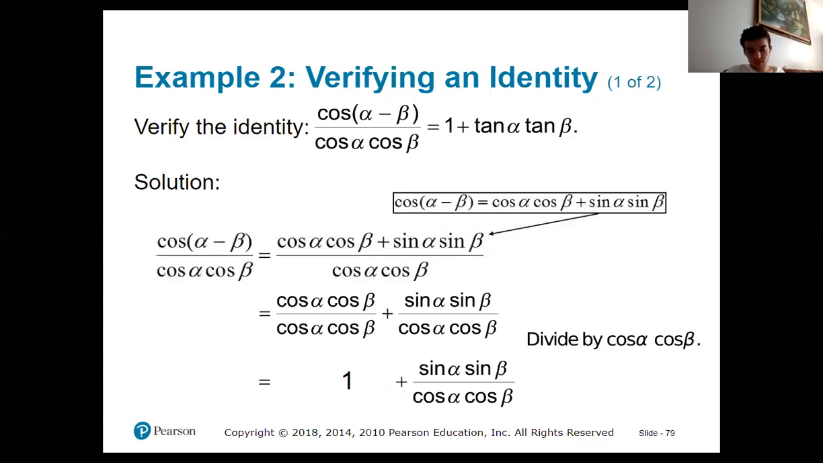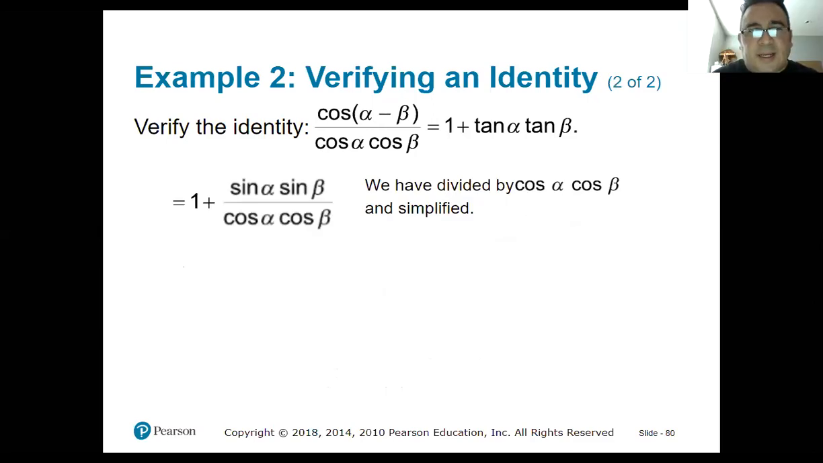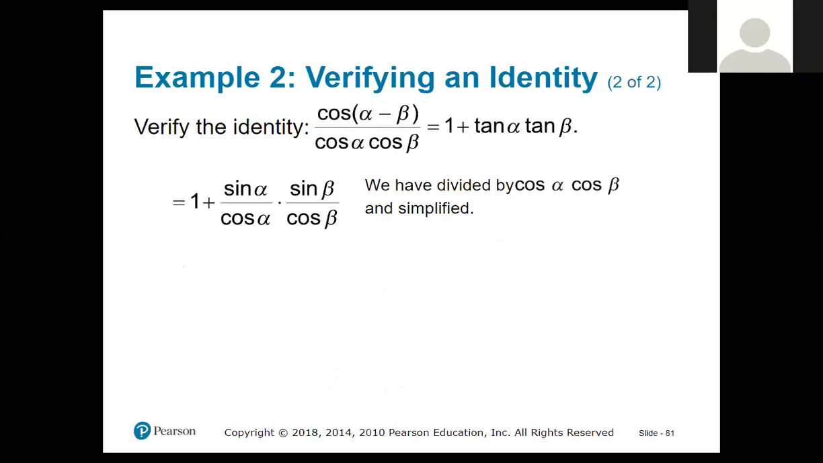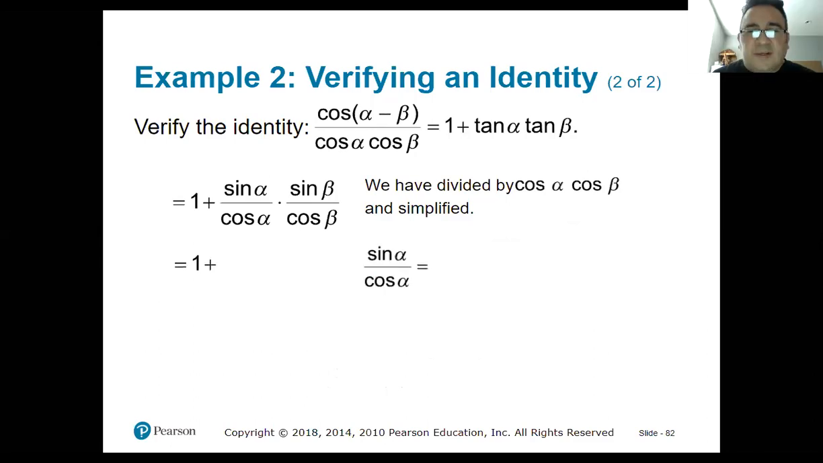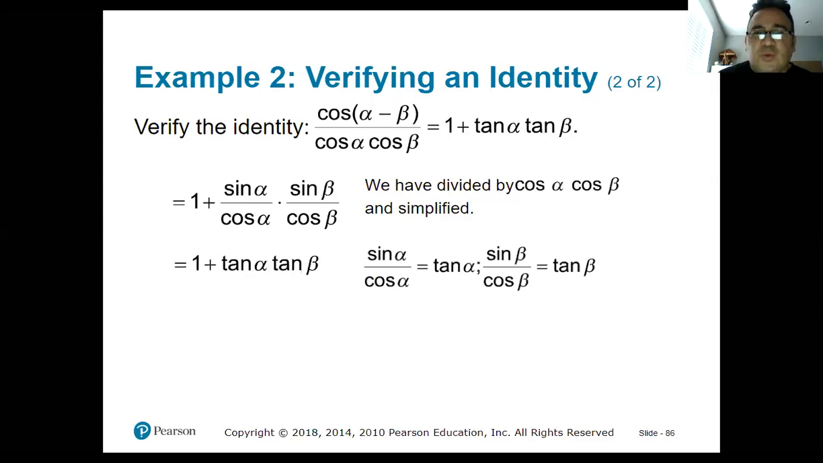And then I can split these two apart as sine alpha over cosine alpha times sine beta over cosine beta. And what is sine alpha over cosine alpha? Tangent alpha. Tan alpha, right? Good job. And what is sine beta over cosine beta? Tangent beta, right? So I can replace those for sine alpha over cosine alpha and sine beta over cosine beta, which is what I was trying to do in order to verify the identity, because I ended up with the right side of the equation. So the identity is verified.